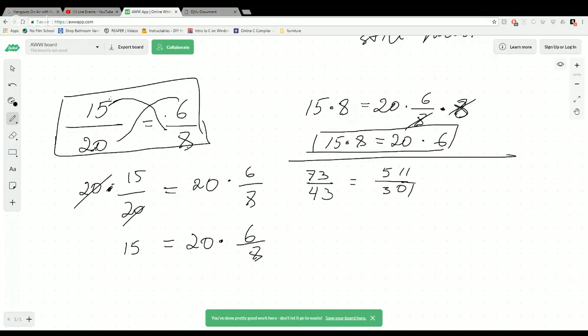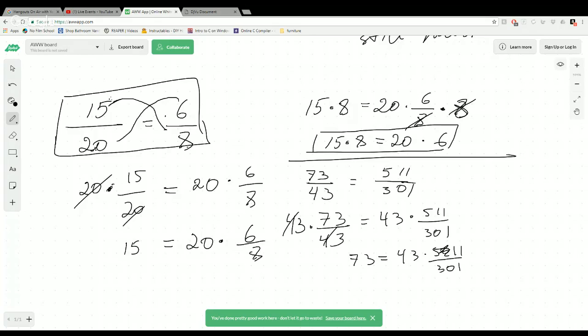How do I get rid of the denominators, in other words? Well, we know how to do that, right? To get rid of the denominators, we multiply both sides by each of those denominators in turn, just like we did here. Let's start with the first one, 43. Let's multiply both sides by 43. And remember, it has to be both sides, otherwise you're changing your equation. So 43 times 511 over 301. And the 43s cancel. So I'm left with 73 equals 43 times 511 over 301.